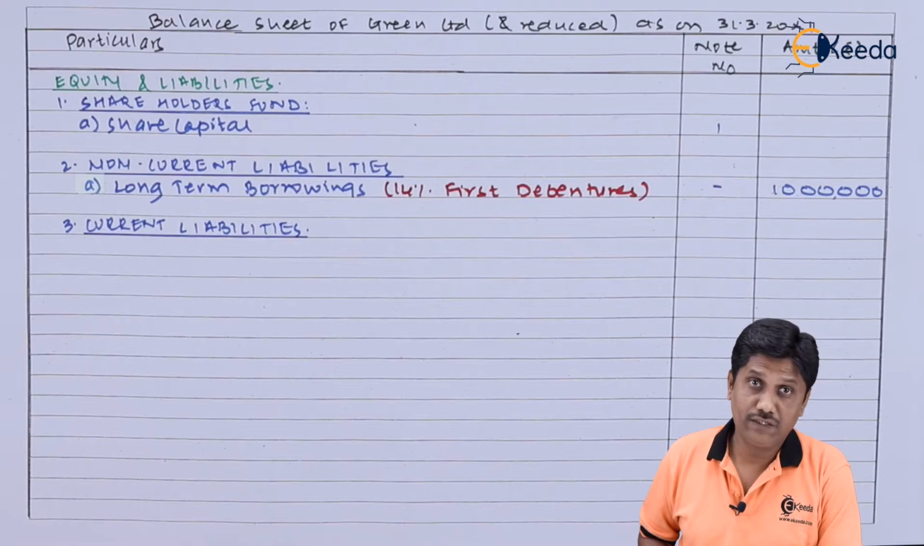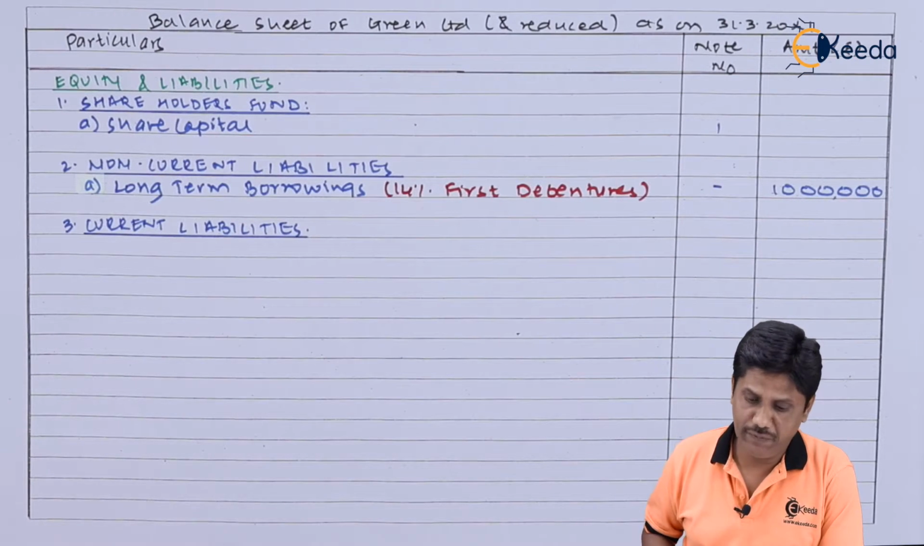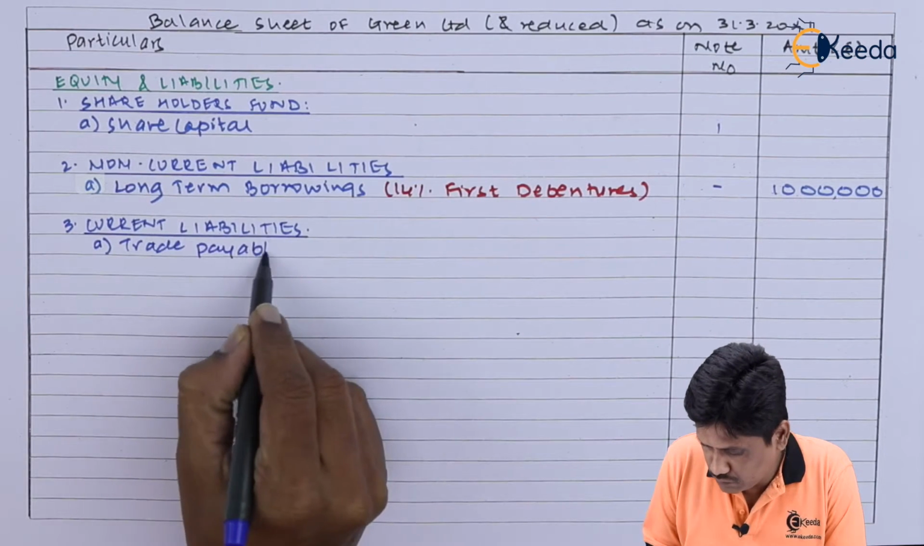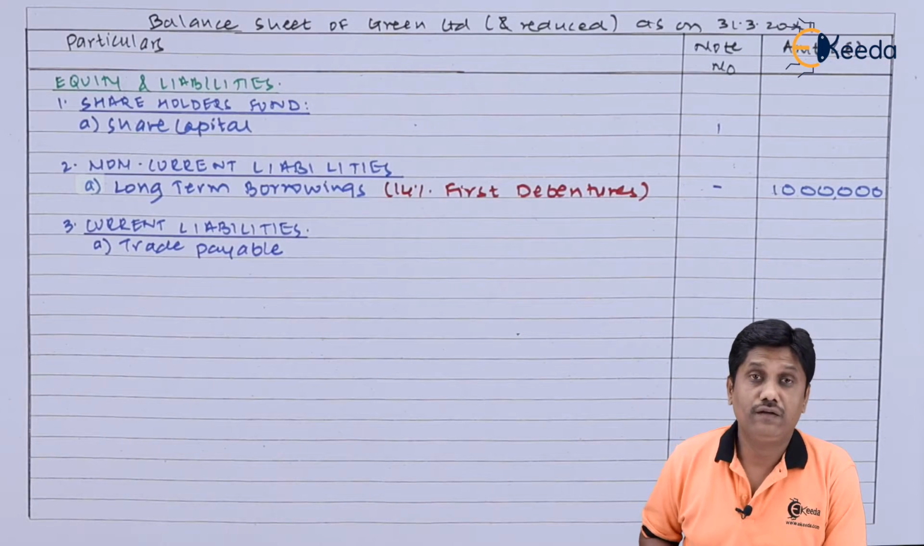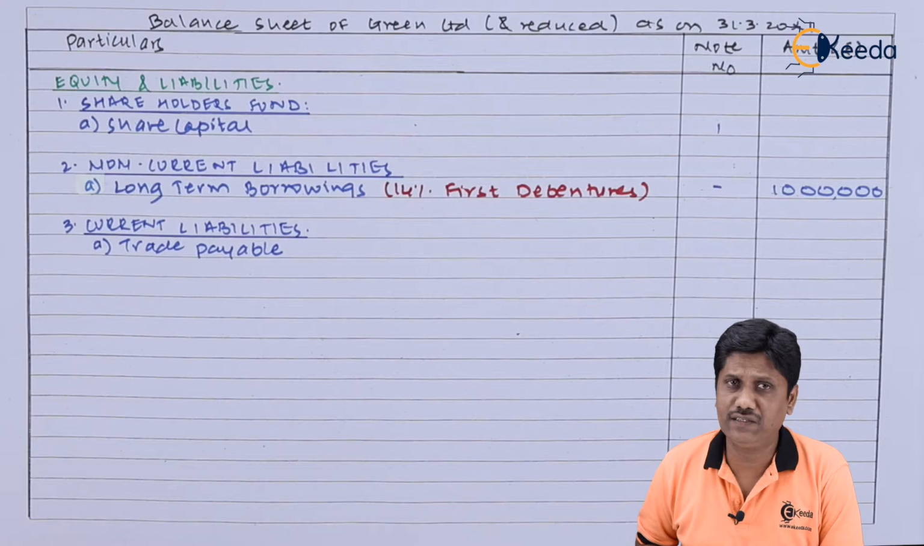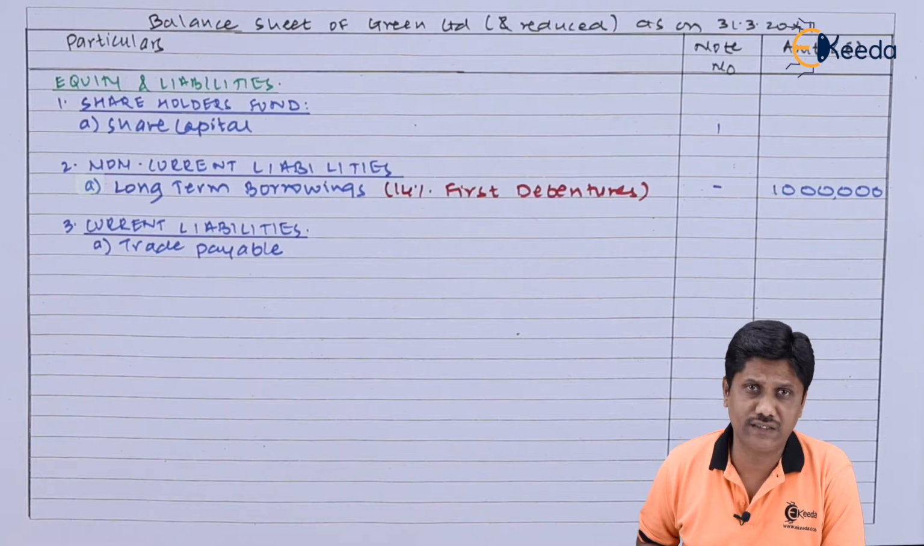Under current liabilities, we have only one heading, trade payable. You can understand that Mr. X and Mr. Y were trade payables to some extent, and only those transactions were there. There is no further transaction, so I can show the calculation in the bracket.